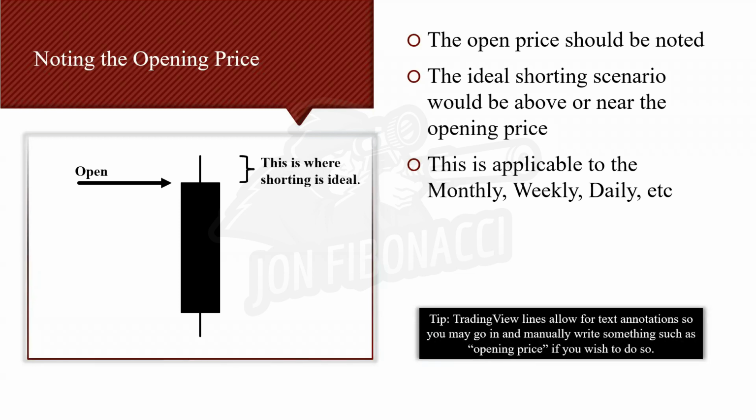Here's a tip. TradingView lines allow for text annotations, so you may go in and manually write something such as opening price if you wish to do so. And that is something that I've done, and you guys have seen me do that on the power hour sessions, also the London bounce back open sessions. You guys know that I have a bunch of lines with presets like equal highs, equal lows, imbalances, institutional candles, and things of that nature, okay? And I'm not going to give you that list here, all right? This presentation is not for that, okay?